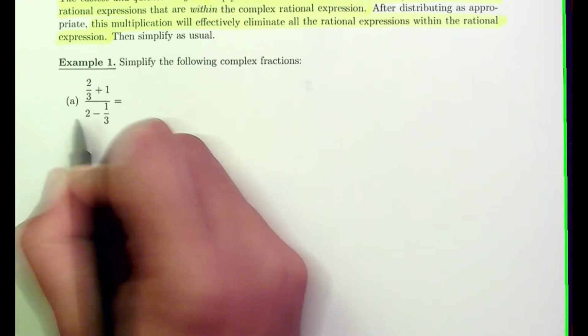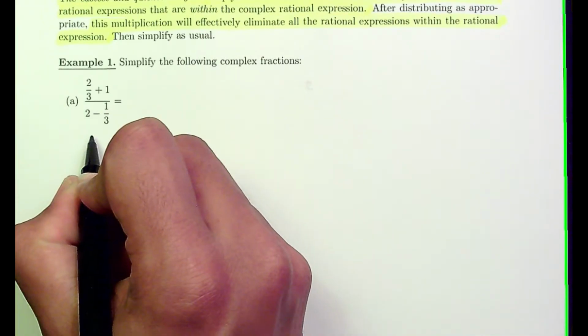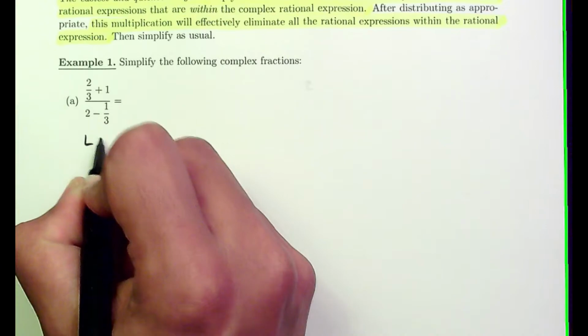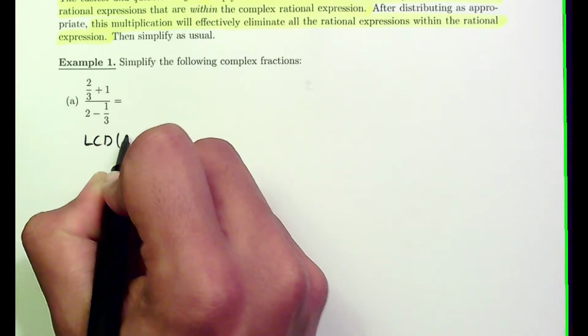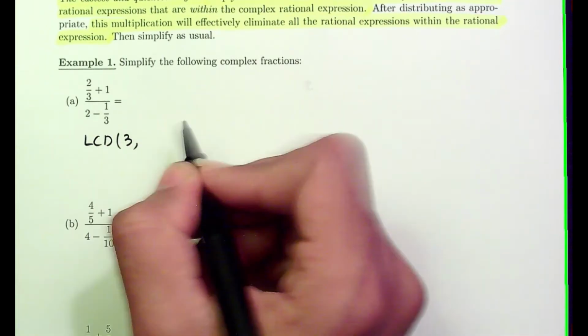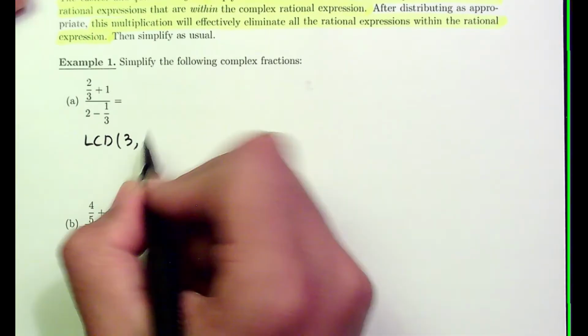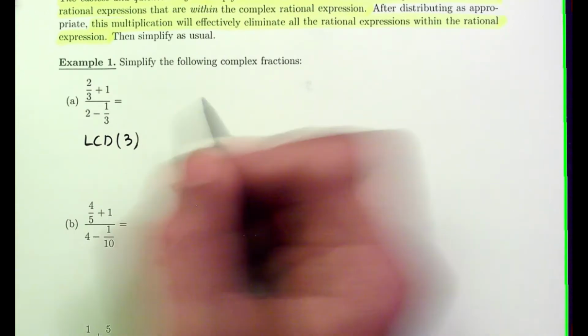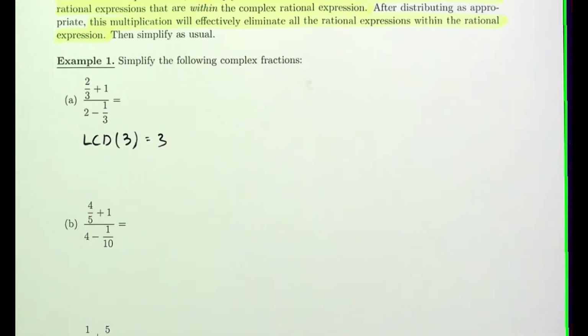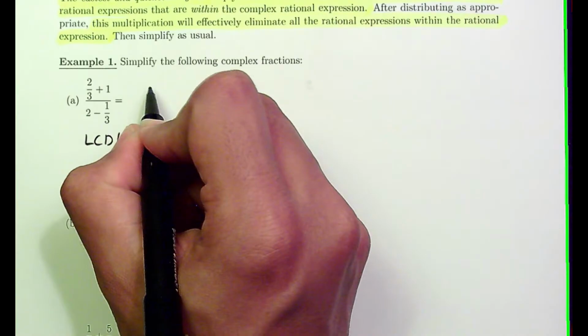So we're going to look at all the fractions involved, and we're going to find the LCD. Look at all the denominators that you see. I see a 3, and that's it. So there are no other fractions besides thirds. So that means the LCD is just going to be 3. That's the only fraction I see. So we're going to multiply both top and bottom, everything, by 3, and we're going to distribute this.